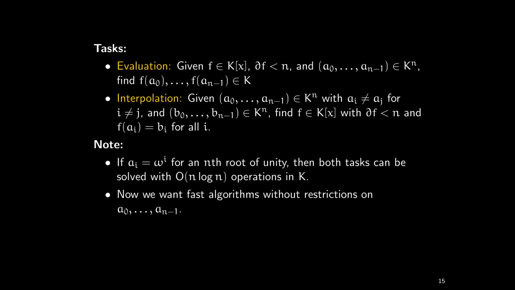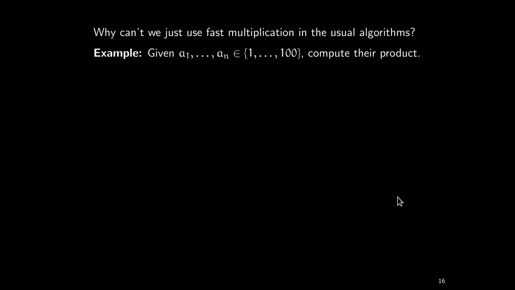But now the problem is different, because we assume that the evaluation points are now part of the input. So we have no control over them. They are just given, and they may or may not be powers of roots of unity. And we want this process to be fast, even if they are not powers of roots of unity. Okay. So now let's go to an example that illustrates what goes wrong and why the use of fast multiplication does not automatically lead to an improvement.